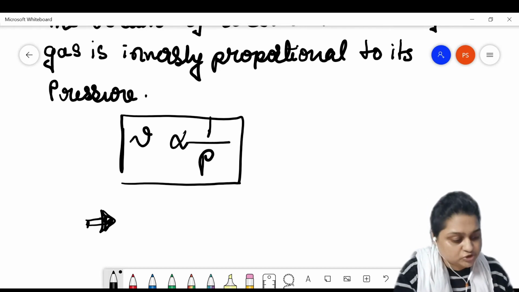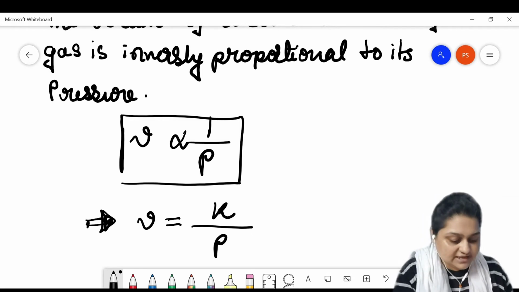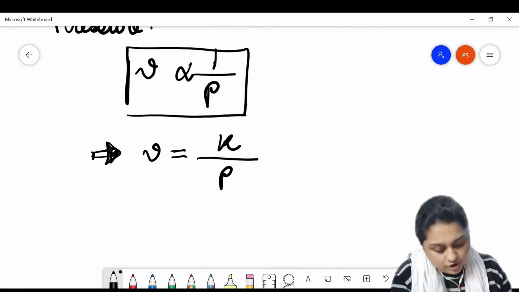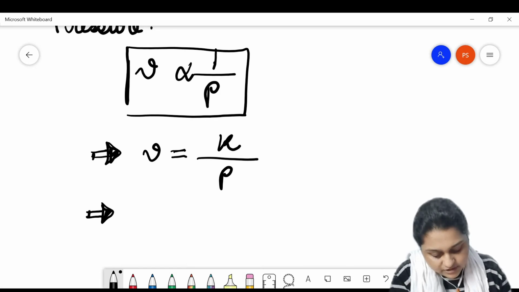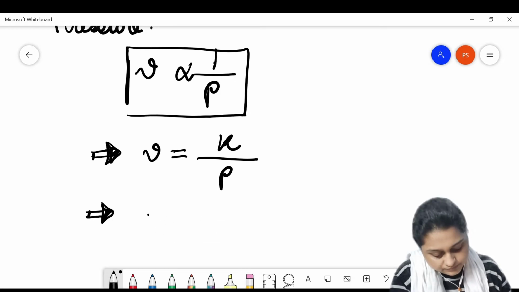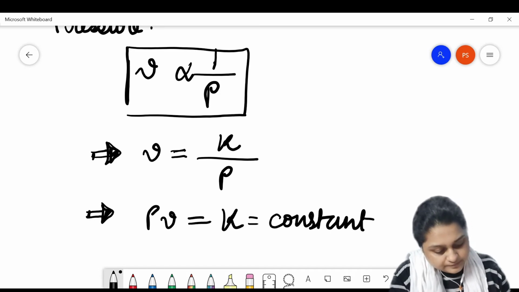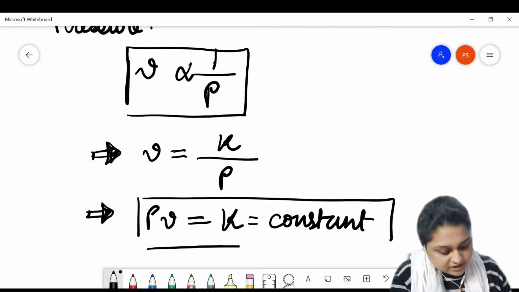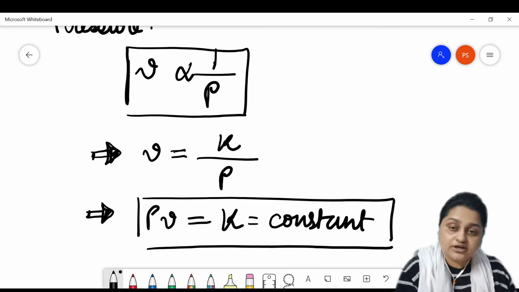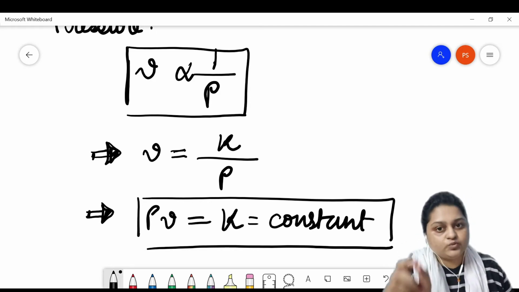to replace this proportionality sign with an equal sign, we need to multiply this equation by a constant term, a proportionality constant k, and thus the equation becomes V equals k by P, or the equation can be represented as PV equals k constant. This is another form of Boyle's law expression, the mathematical expression for Boyle's law, which says that the product of pressure and volume at a constant temperature for a certain amount of gas will not change.